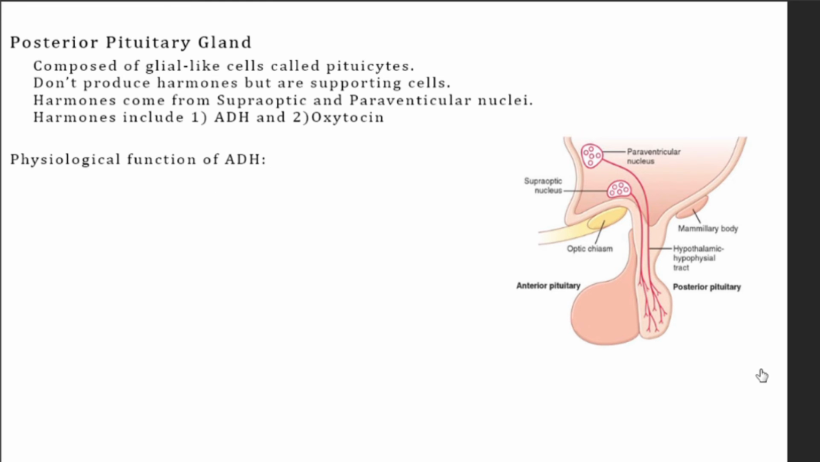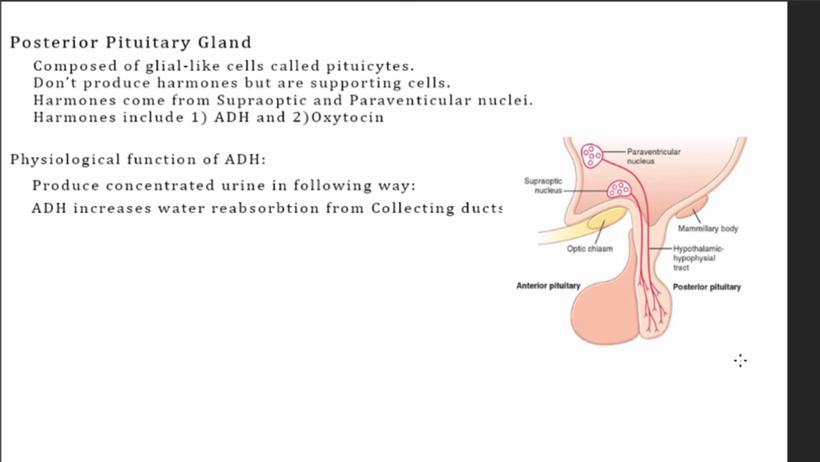Let us talk about the physiological function of the antidiuretic hormone. Now we are all well aware that the antidiuretic hormone produces concentrated urine. This phenomenon takes place in the following way. Antidiuretic hormone increases the water reabsorption from the collecting ducts. In the presence of ADH, the water reabsorption from the collecting tubules increases many-fold, thereby producing a very concentrated form of urine.